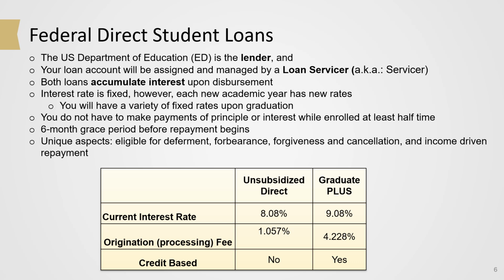That interest rate is fixed, but each new academic year will have new rates. So upon graduation, you will end up with a variety of fixed rates on your loans. You do not have to make payments of the principal or the interest for these loans while you're enrolled at least half-time. Once you dip below half-time, you will enter into a 6-month grace period before repayment begins. There are some very unique aspects to these federal direct student loans that include their eligibility for deferment, forbearance, forgiveness and cancellation, and income-driven repayment.